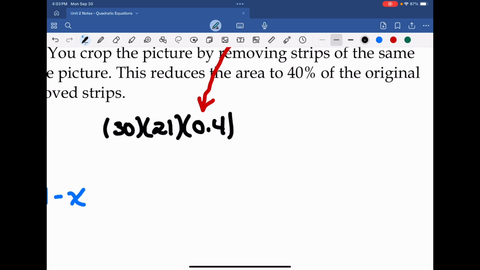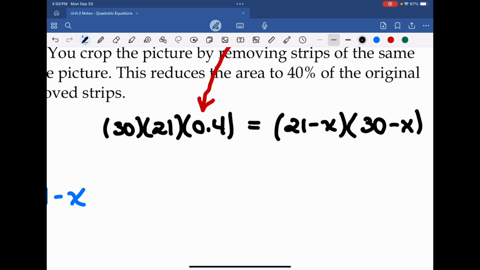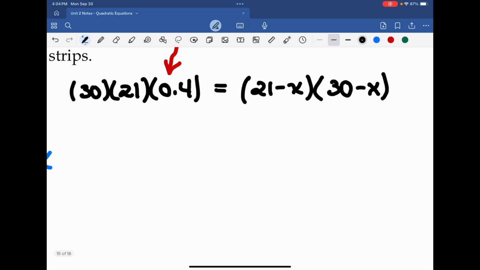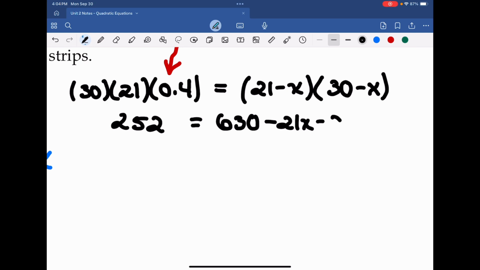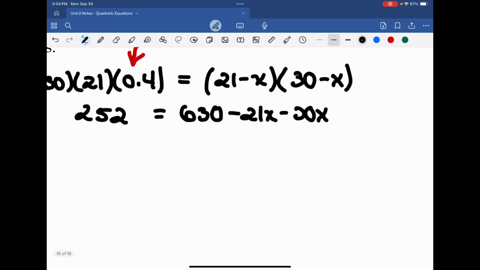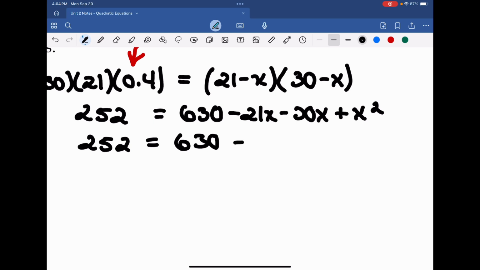Now, this is 40% of the area, which is then equal to those dimensions that make the new area. So we're going to say this is 21 minus x, which is the width, times the length, which is 30 minus x. All right, let's expand both sides. 30 times 21 times 0.4 is 252, which is equal to, on my other side, 21 times 30, which is 630. 21 times x is negative 21x. Negative 30x is our next term. And then negative x times negative x gives us positive x squared. Collecting the like terms, we write this as 252 is equal to 630, negative 21 and negative 30 give us negative 51x, plus x squared.